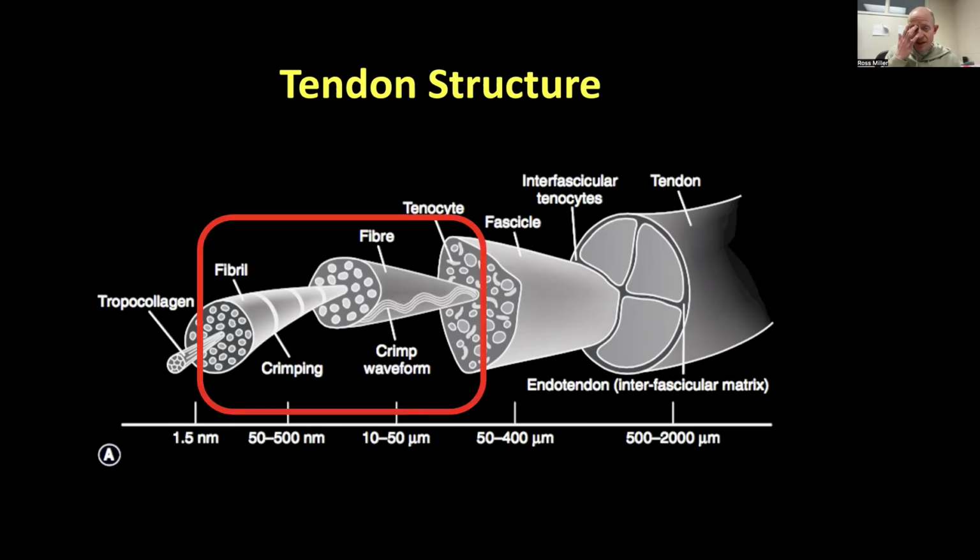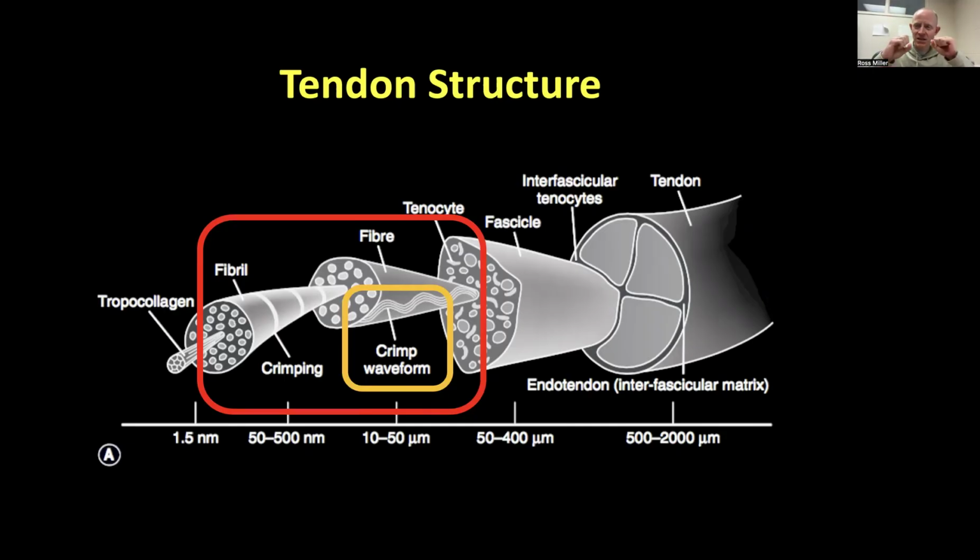Now, notice here in tendon, we see this crimping here at this physical scale, at the fiber scale. Then we get down to the fibril scale, and it looks like that crimping's gone. Right now everything is kind of straight here. Okay, so we have this crimp waveform. And this is an important concept to think about for tendon in general, but also for just stuff in general that elongates or changes shape.